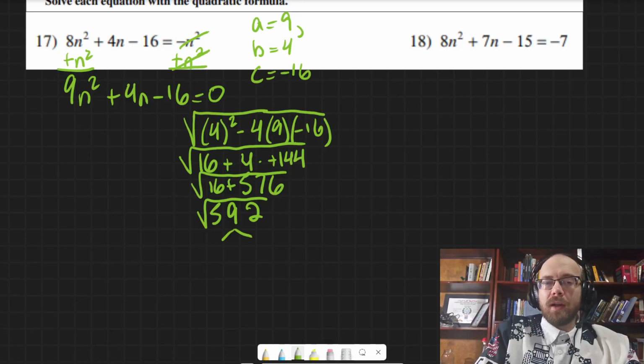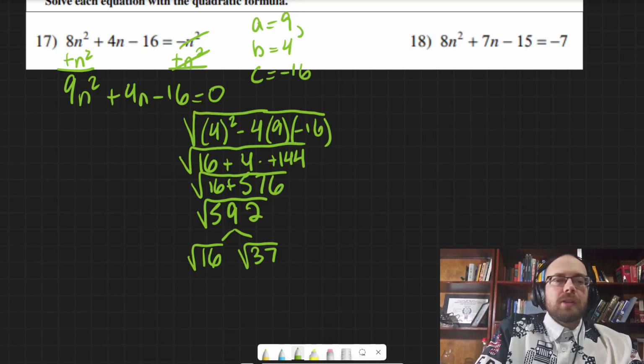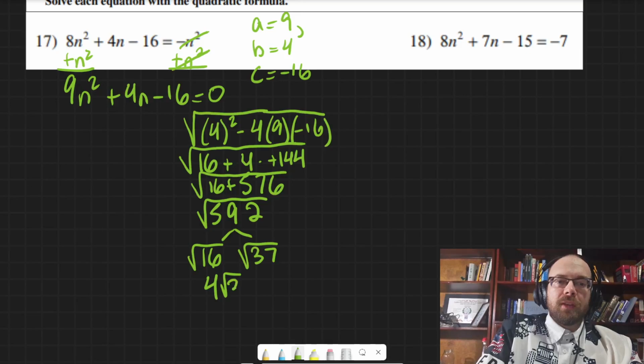So it was 36 16s, and then I add another 16, so that's 37 16s altogether. Okay, I was having a brain fart for a second there. Lo siento. So then that's going to be 4 root 37.